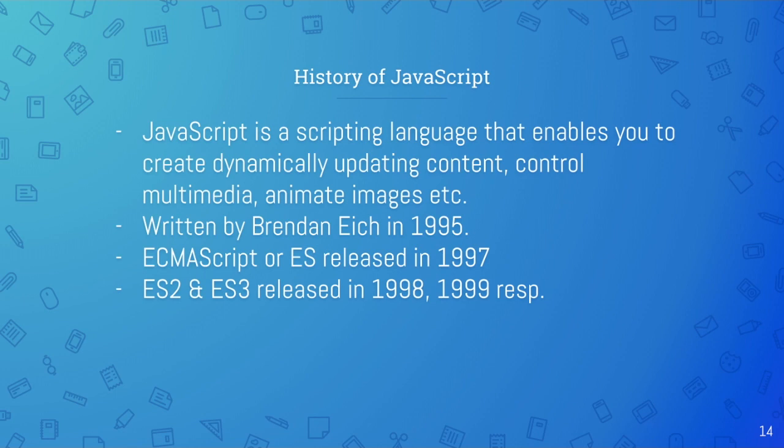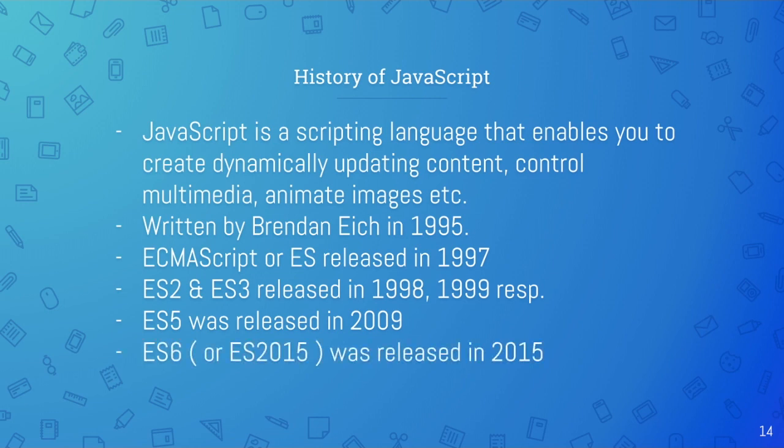For example, there was the birth of Ajax in 2005. Then there was jQuery, Dojo, Prototype, etc. So there was a big gap of 10 years, and during this a lot of revolutions happened. Then finally in 2009, after 10 years, ECMAScript 5 was released. And then in 2015, ECMAScript 6, also called ECMAScript 2015 because it was released in 2015. That is why the name is given like that.